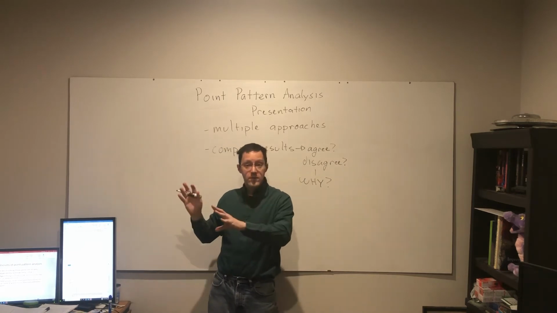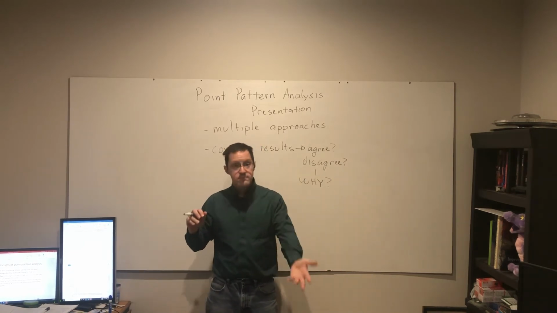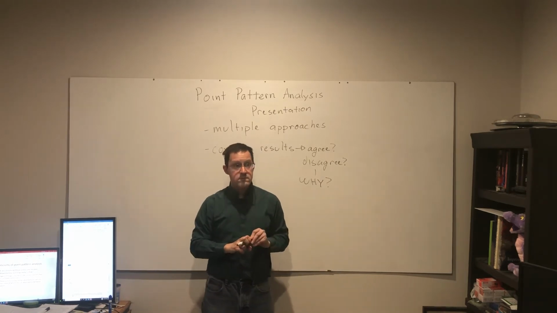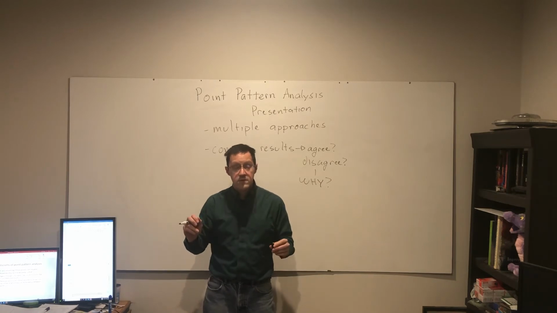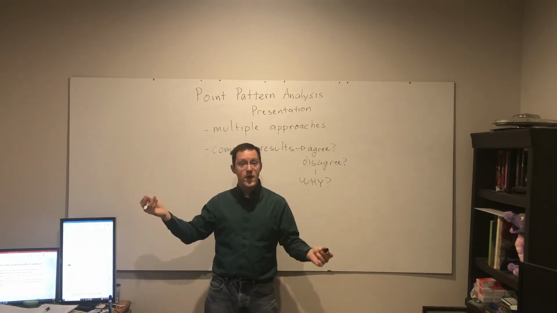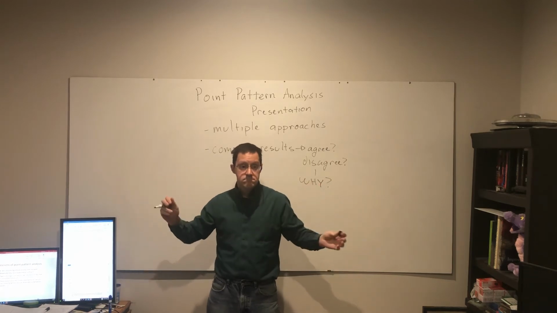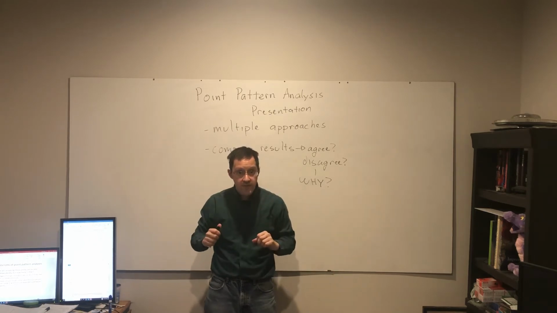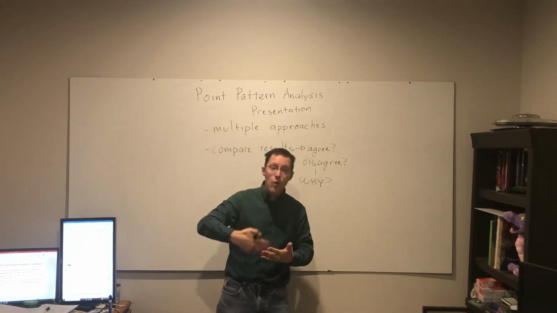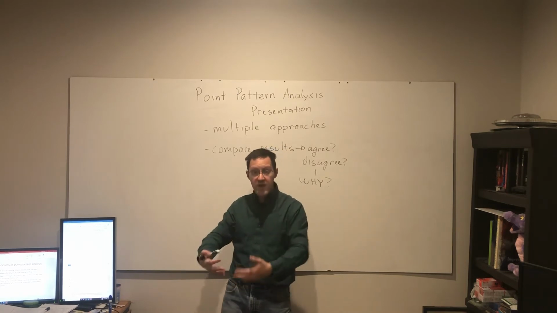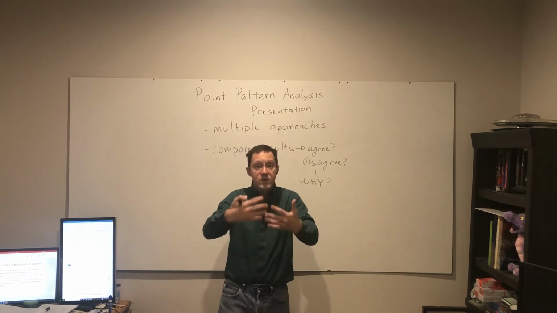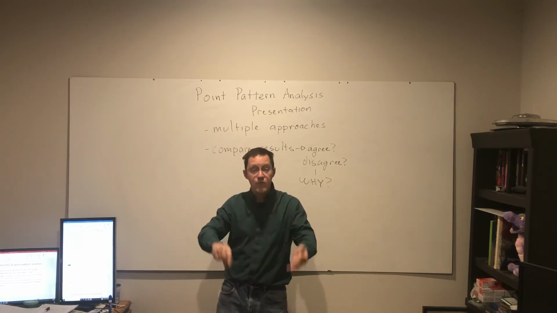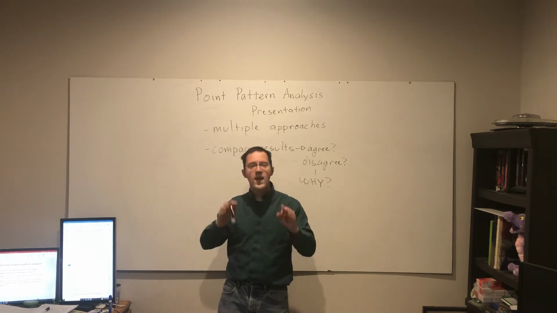So we might do the quadrat analysis with chi-squared and do Ripley's K. Do they agree with each other? If they agree, great. When we present, we say, look, I have done both of these tests and they agree. That makes me more confident. And when I am discussing the results, I will say I am more confident in my results because I tested two or three different ways of analyzing my point pattern, and they all agree.